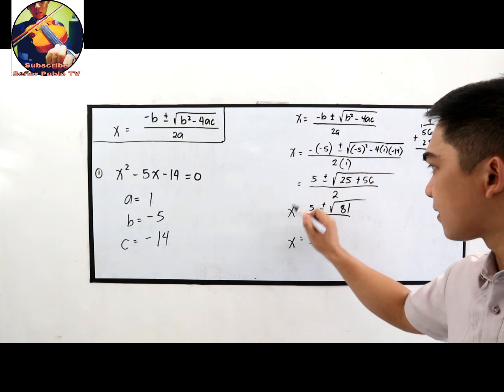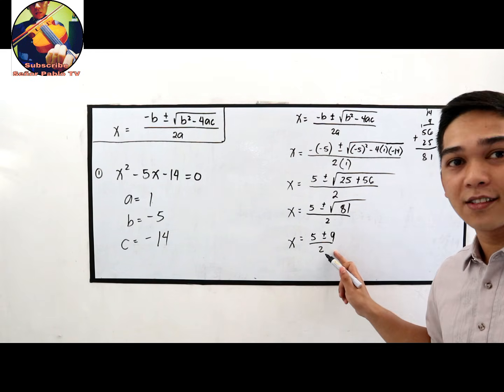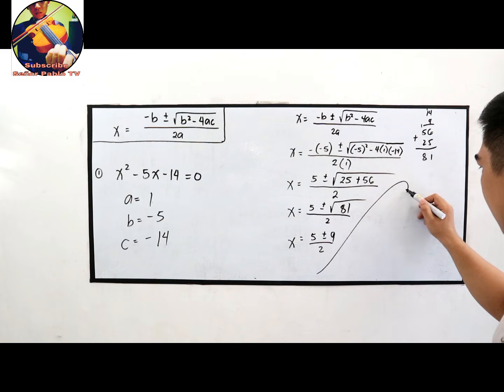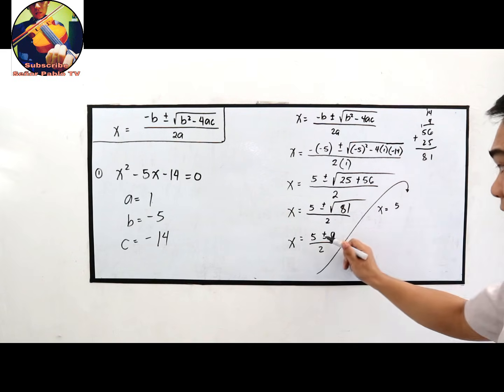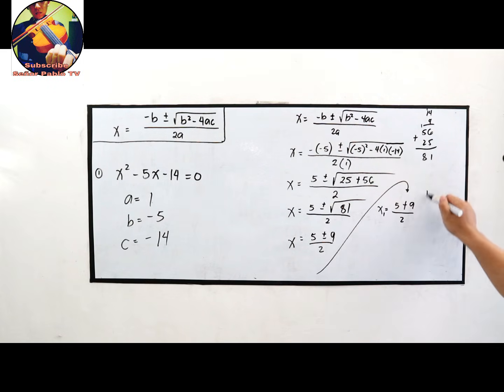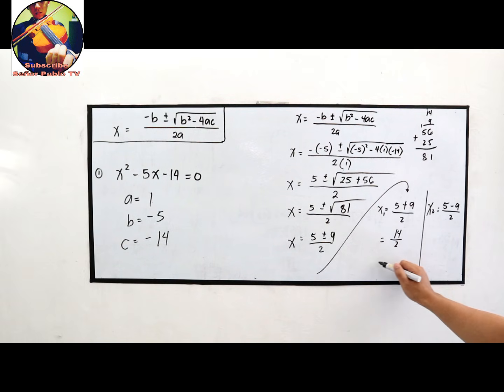Try natin si x. Okay. So, meron tayong two values for x. So, x is equal to 5, the positive 9, then over 2. Let's say x sub 1. At yung x sub 2 natin, 5 minus 9 over 2. 5 plus 9, 14 over denominator 2.